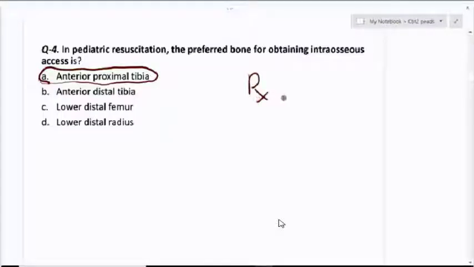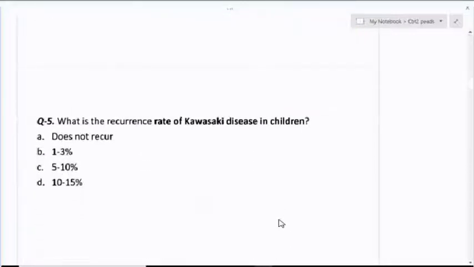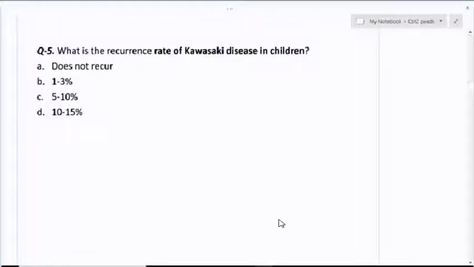And remember, the next step would be to give normal saline bolus 20 ml per kg to treat the shock, which you'll give by the intraosseous route. Okay? Now, question 5.